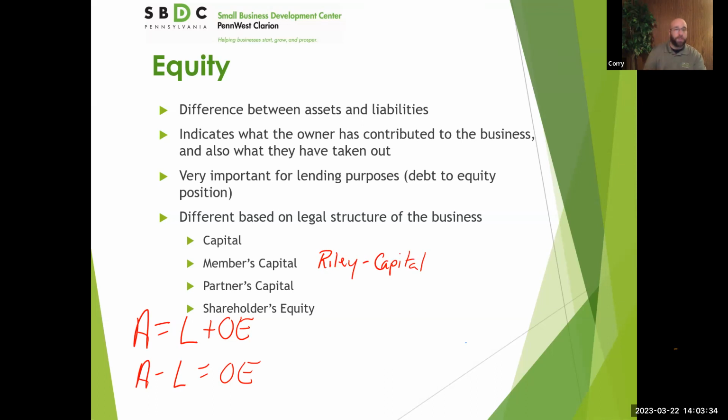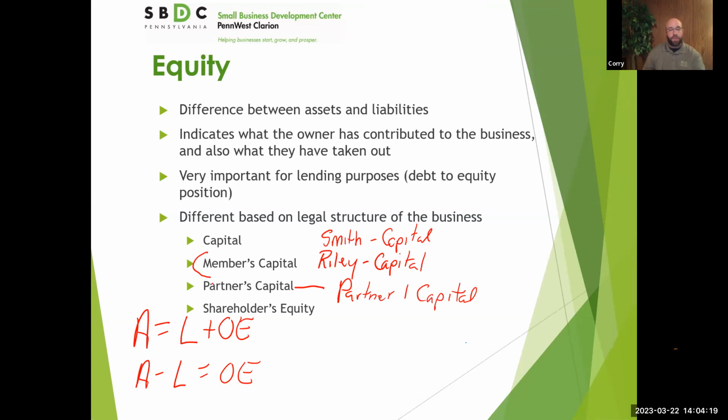If there are multiple owners or multiple LLC members, then that's where the partner's capital comes into play. So you might have partner 1 capital. You might also call it Riley Capital, as you see up above, and then the other owner maybe is Smith, so then Smith Capital. This is in the case of having multiple owners, your partners. And again, if it's an LLC partnership, it's the same thing. You're called a member, but there are multiple members, so you would have Smith and Riley.